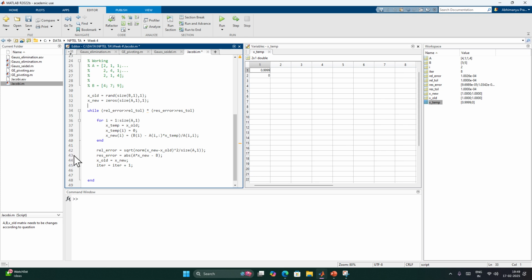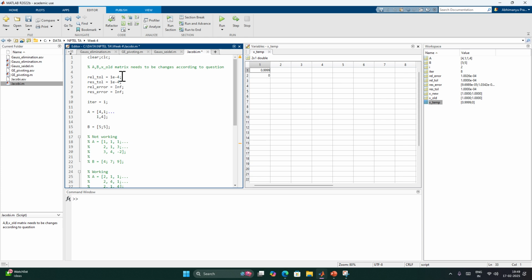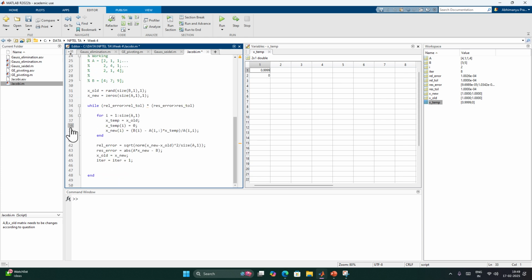Fine. So now, what I gave was 1e minus 4. So you can see after one iteration, let me put a while before here. We'll run this again. Step. So my relative error right now is 0.5131, and my residual error is, yeah, that was the issue. I needed to take a norm over here.